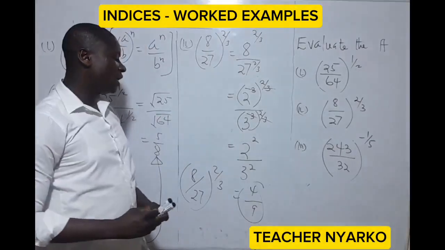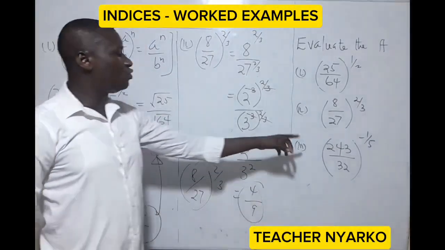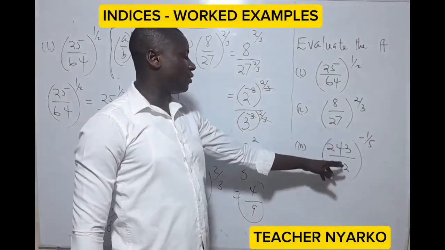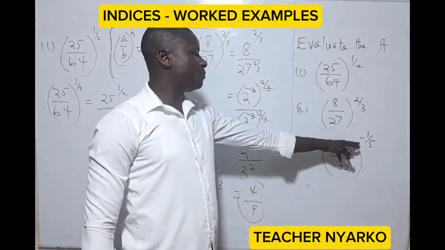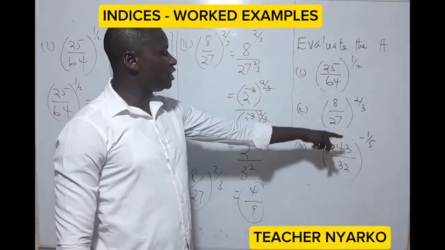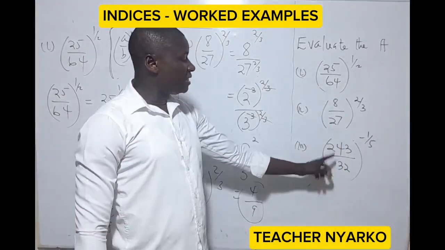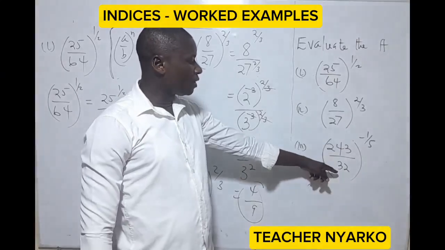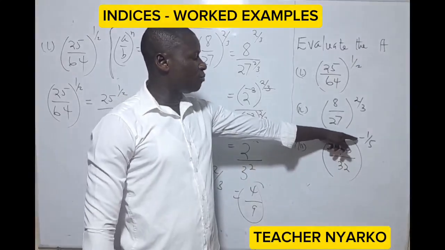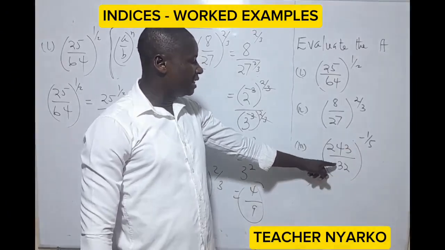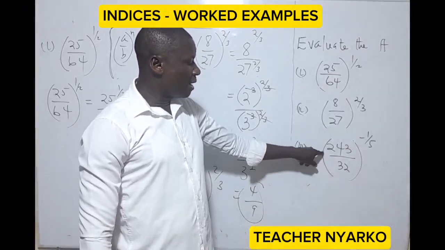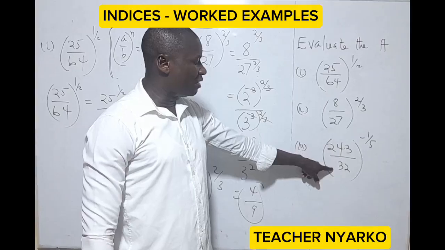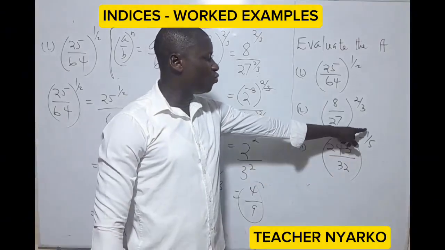This is the answer. I hope you understand that. Now I give this to you as an example. 243 all divided by 32 exponent minus half. Now with this one, we have a property that says that when you interchange the position of the numerator and the denominator, the negative exponent will change to positive. So this is the same as 32 up here divided by 243 down here. Then this will change to exponent 1 over 5.